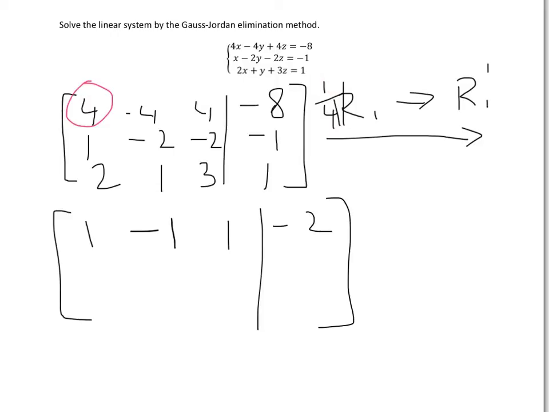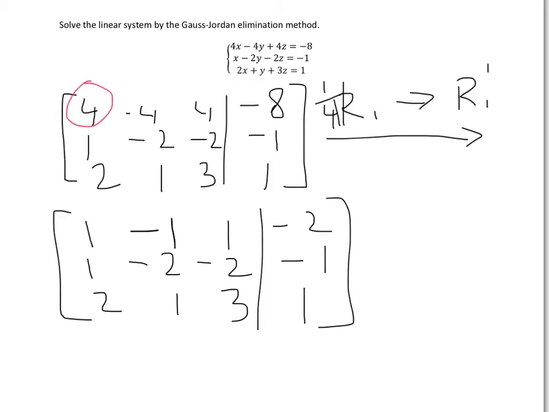What happens to the second row? Nothing, because our instructions specifically told us that you're only modifying row 1. Rows 2 and 3 stay the same, so you keep them the same. Pretty easy. Negative 2, negative 2, negative 1, 2, 1, 3, 1.